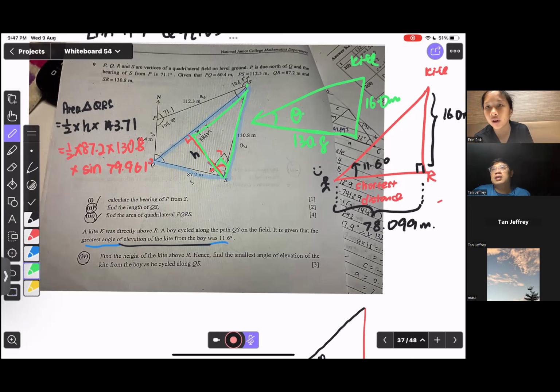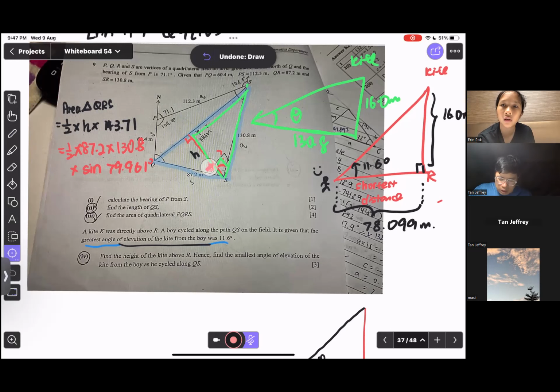Wait, but why do you have 16.0? Because this 16.0 is the height of the kite from the boy. So when the boy cycles here, he needs to raise his neck very high because he's very close to the kite. But when he cycles until point S, he is very far from the kite. Okay, that's why, but remember the kite itself is still 16 meters from the floor, which you found earlier.